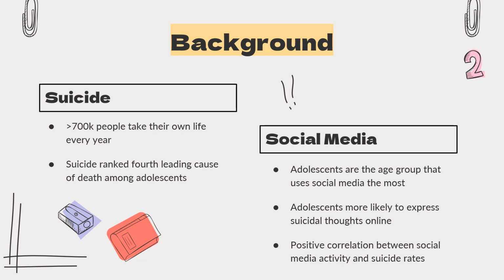For suicide, there are actually more than 700,000 people taking their own life every year. And secondly, suicide is ranked the fourth leading cause of death among adolescents. For social media, adolescents are actually the age group that uses social media platforms the most. And studies have shown that adolescents are more likely to express their suicidal thoughts on social media as compared to in person. Furthermore, in another study, it was observed that there was a positive correlation between social media activity and suicide rates.